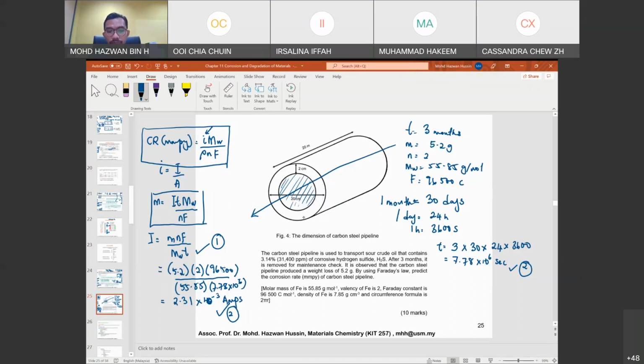Okay. I think the total diameter is 20, so the radius will be 10. So to get the internal radius is 10 minus 2, which is 8. So to calculate the area is pi r squared, using 8 as the radius.